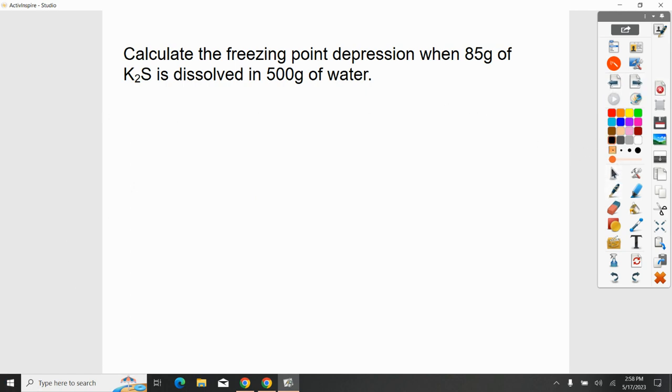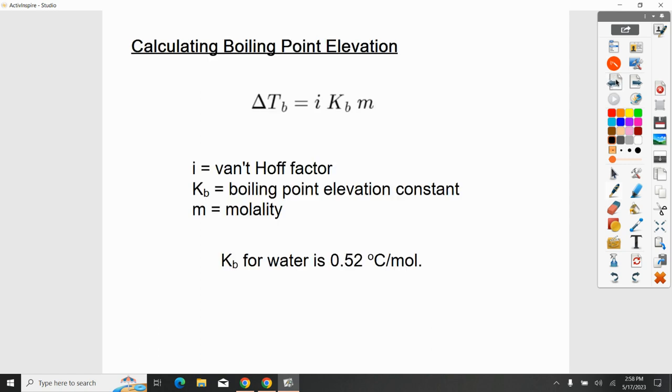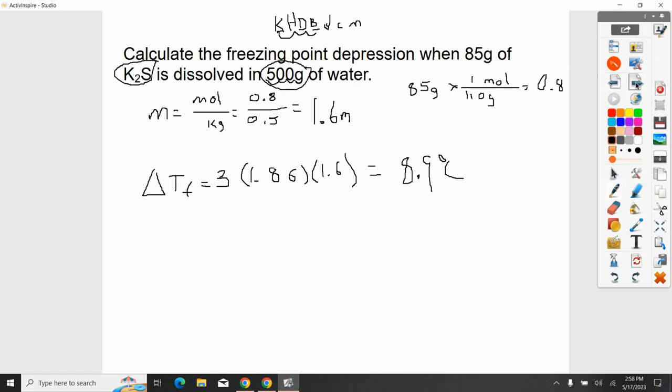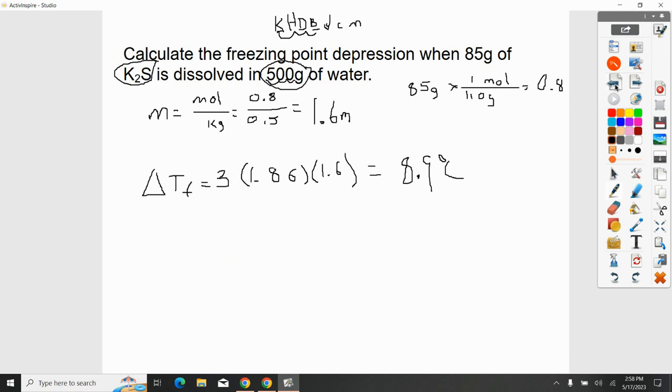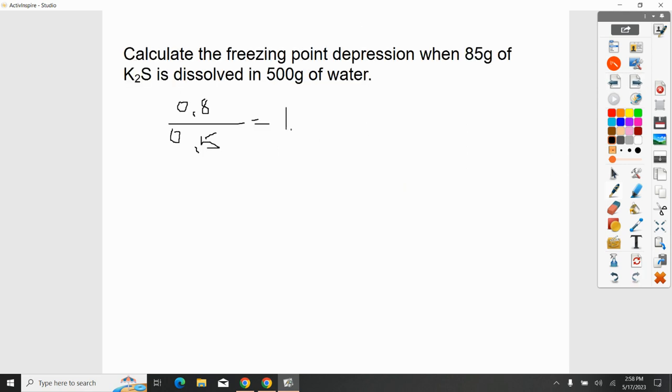I actually have the same numbers here. We have 85 grams of K2S. We already converted that to moles right here. That was 0.8. We have 500 grams of water, which we already converted into kilograms. That's 0.5. So our molality was 1.6. Again, we already did this, so I'm not going to do it a second time. Videos are already probably long enough. If you have grams of solute converted to moles, that's the number on top. If you have grams of water, it does have to be kilograms, so you do a metric conversion on that.